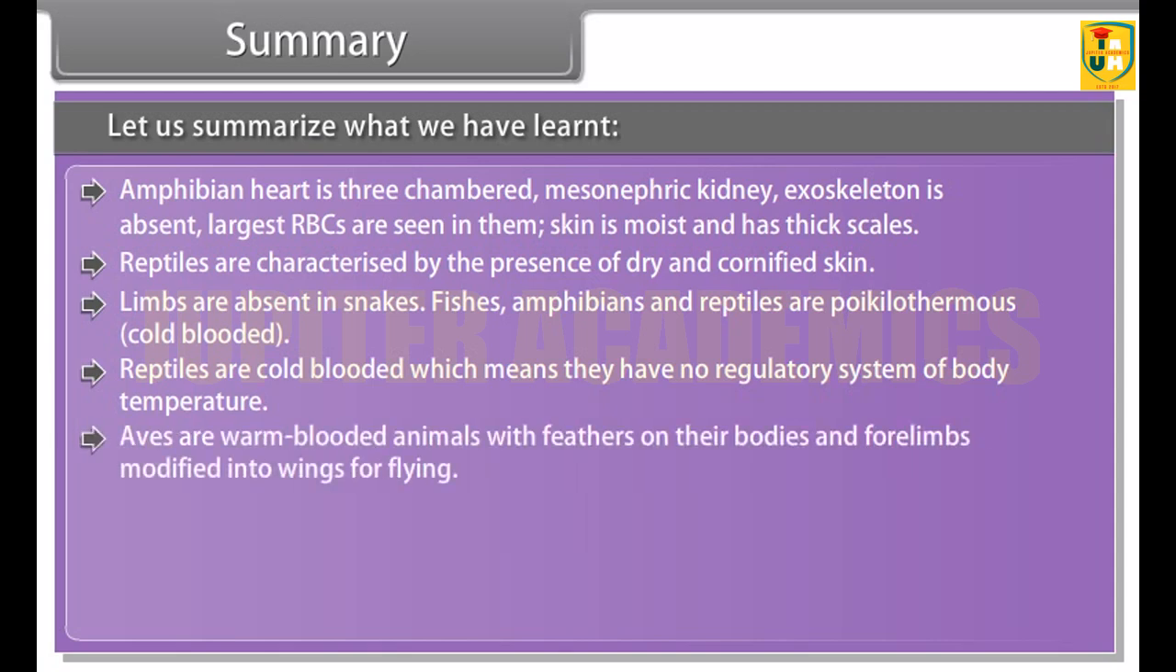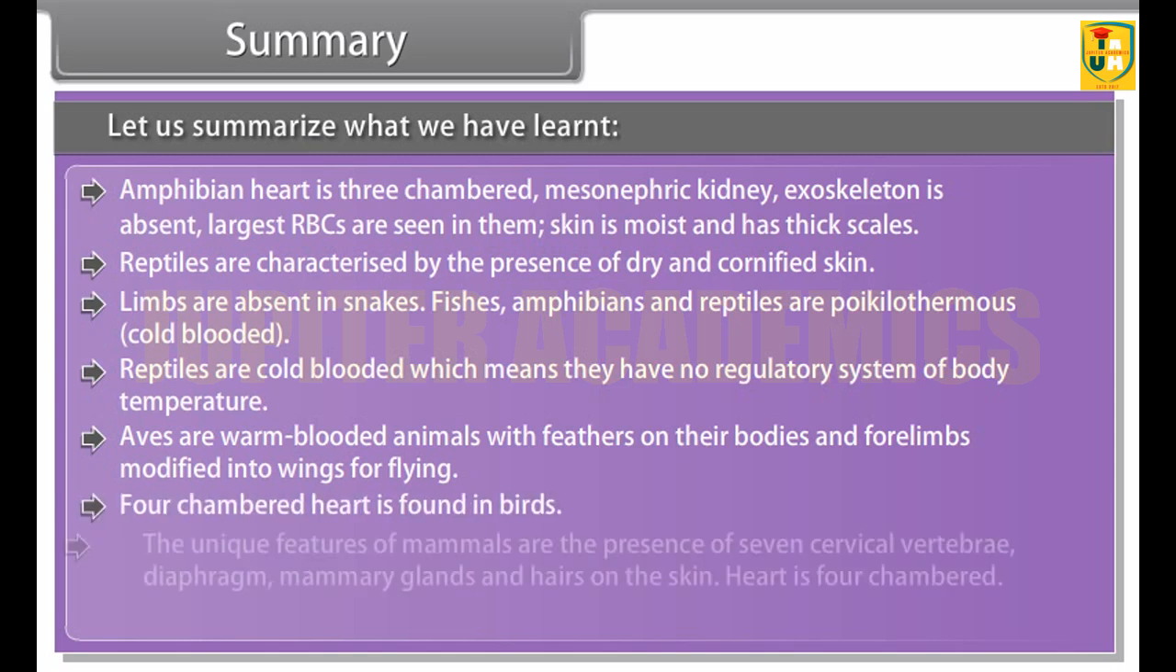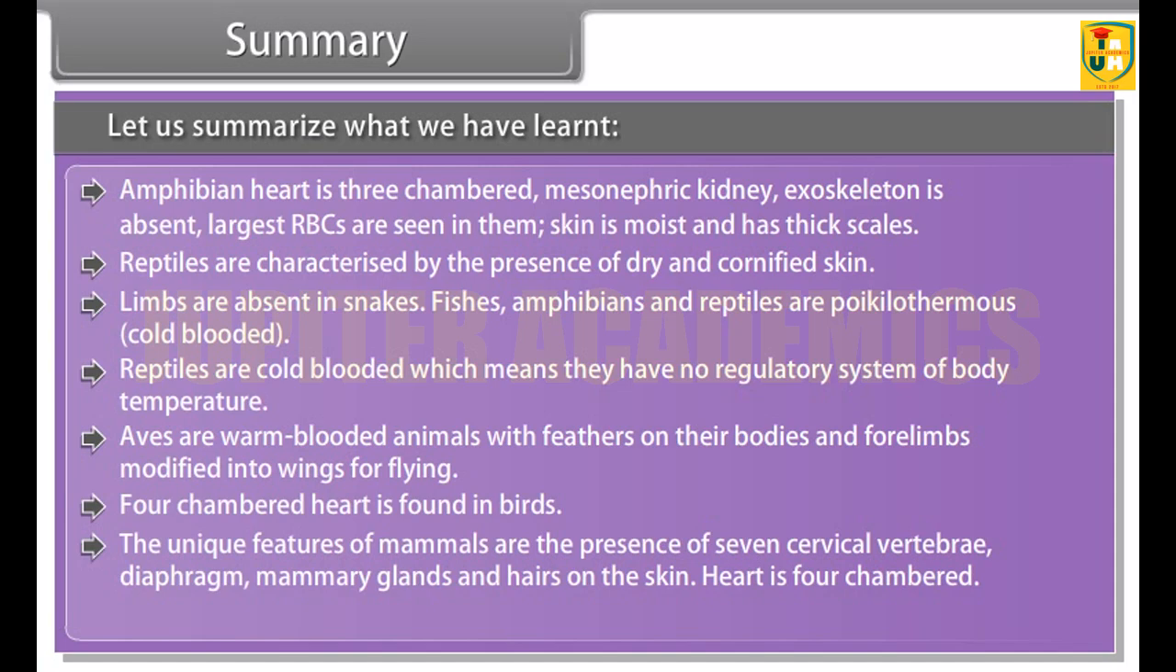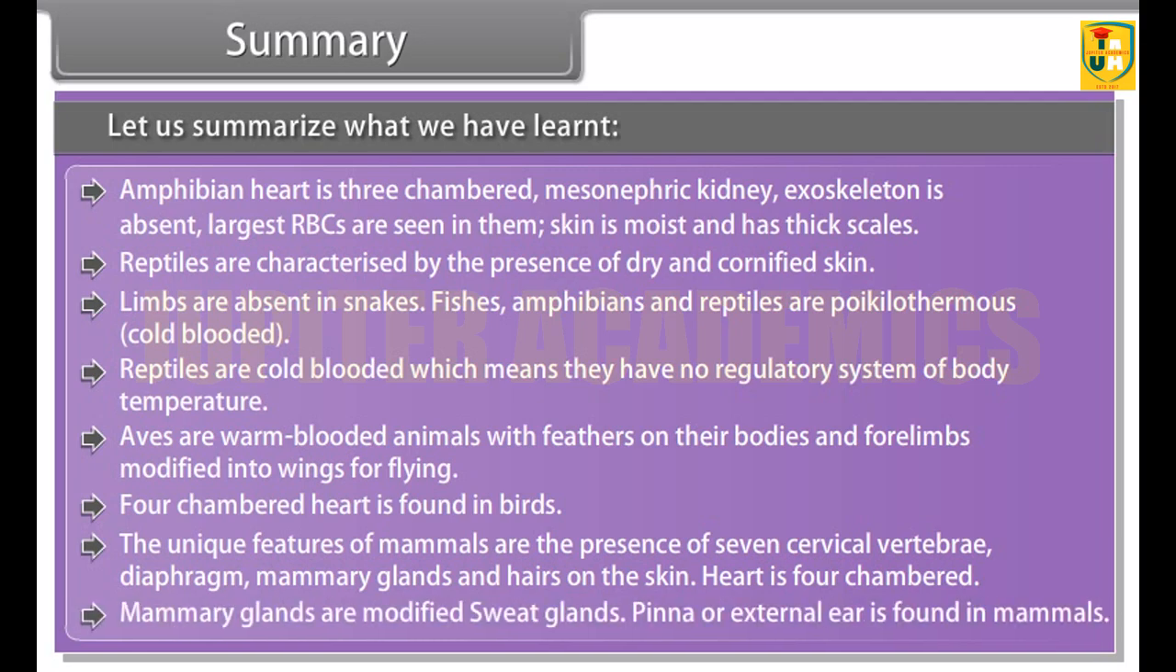Aves are warm-blooded animals with feathers on their bodies and four limbs modified into wings for flying. Four-chambered heart is found in birds. The unique features of mammals are the presence of 7 cervical vertebrae, diaphragm, mammary glands, and hairs on the skin. Heart is 4-chambered. Mammary glands are modified sweat glands. Pinna or external ear is found in mammals.